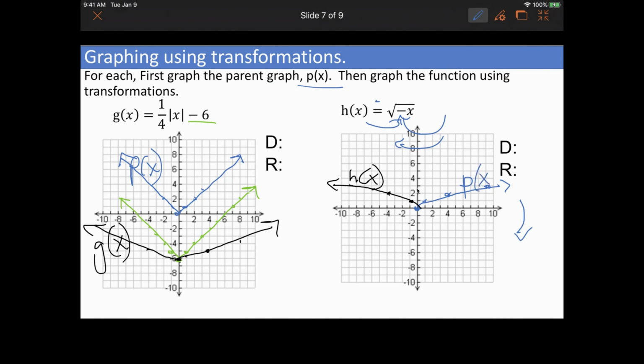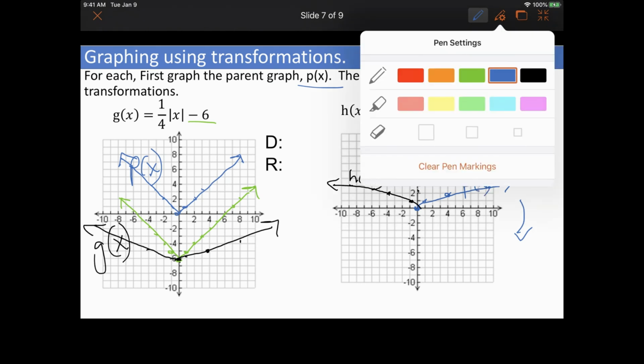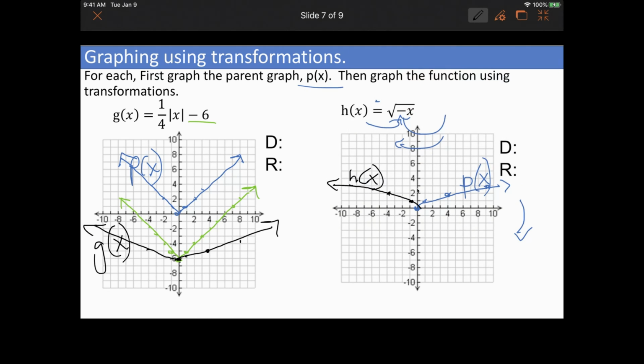Ooh, I forgot my domain and range. So this one, my domain, so you can see that it is going from negative infinity to 0. And the range is 0 to positive infinity. The domain here was all real numbers. And then the range is from -6 up.